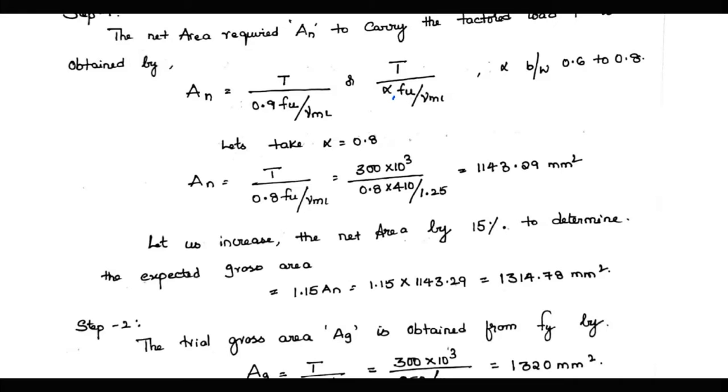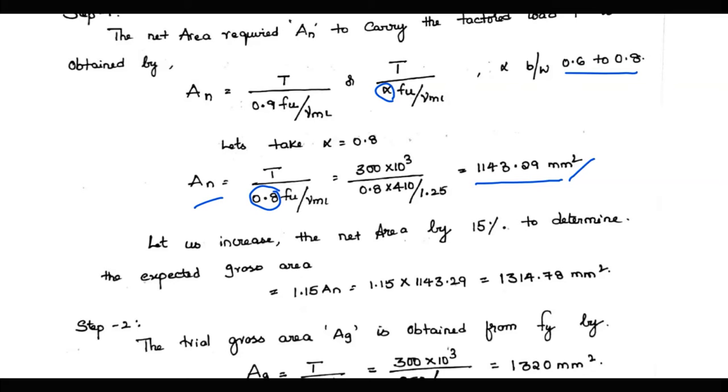Remember, this is also an expression where alpha is a factor taking into account various effects, like we have discussed about various factors that influence the strength of this tension member. In order to include that, this alpha is the factor we put here, and this alpha can range between 0.6 to 0.8, and I am adopting 0.8 as the value here. So An is equal to 1143.29 mm square. This is the net area that we need to have.